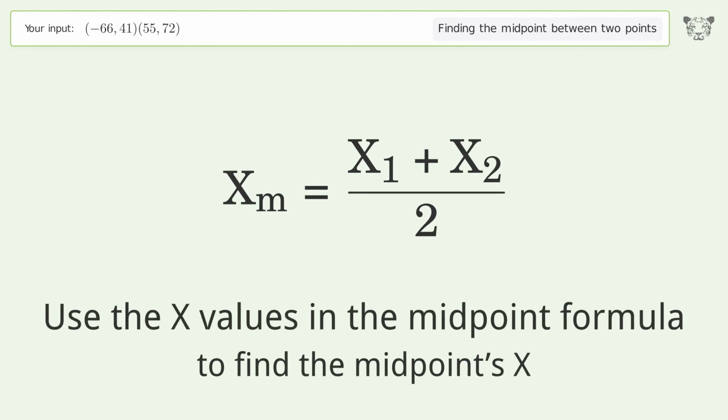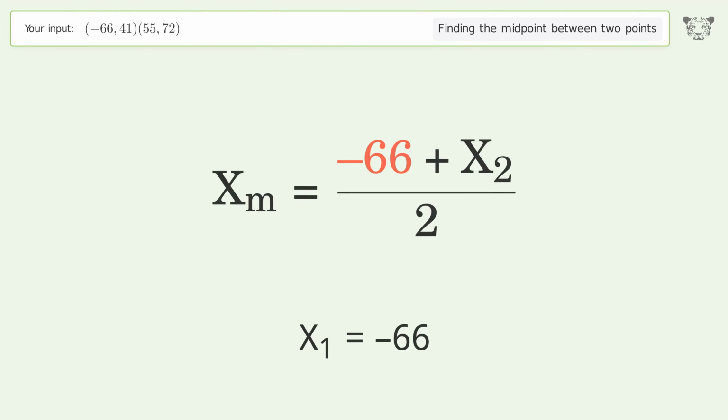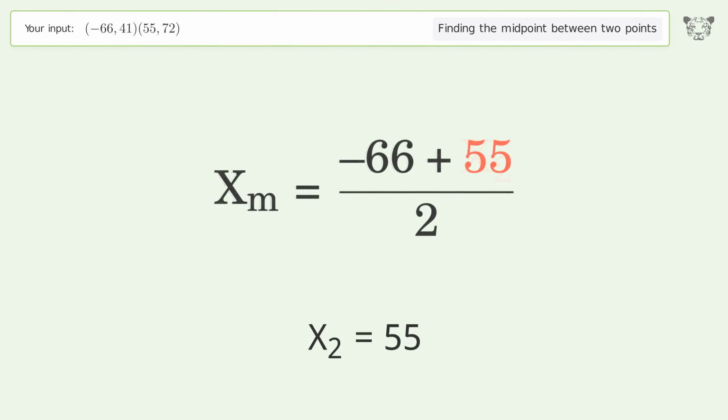Use the x values in the midpoint formula to find the midpoint's x. x1 equals negative 66. x2 equals 55. Simplify the arithmetic.